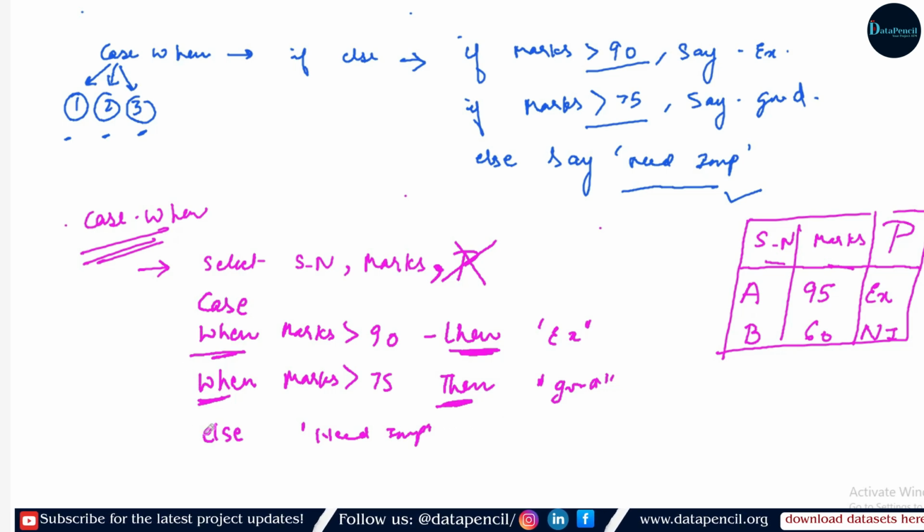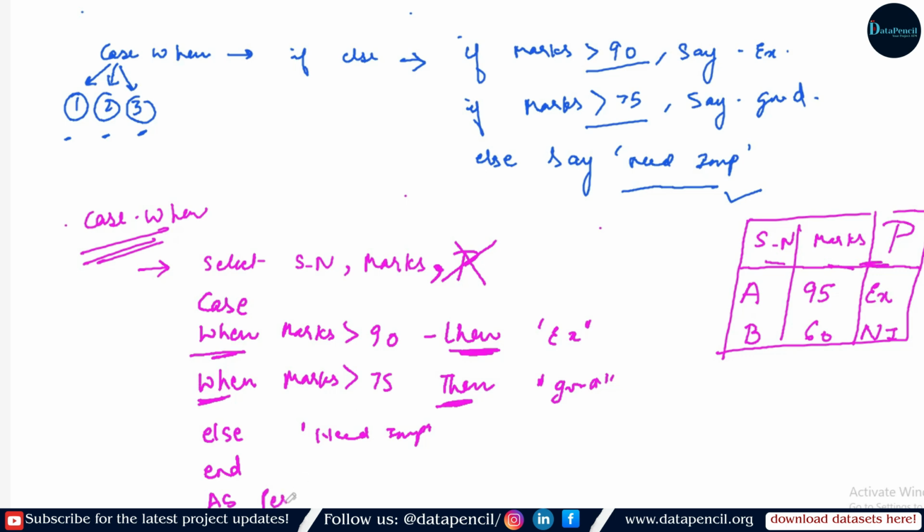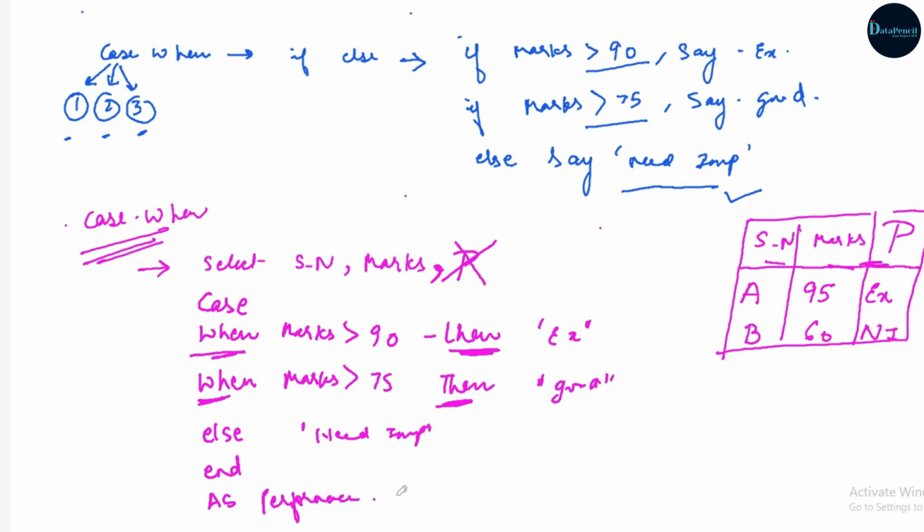Fine. All these conditions we have written. In the end, we simply write end. Then we give a name, which is the alias name, the name of the column. So here, let's take it as performance. This is it. Then after that, we simply mention the name of the table. If multiple tables, then we will apply a join. If a single table, then we write from, suppose it is a students table. So we write from students. This is it. When we run this code, our result will be something like this. I hope it's clear, guys.